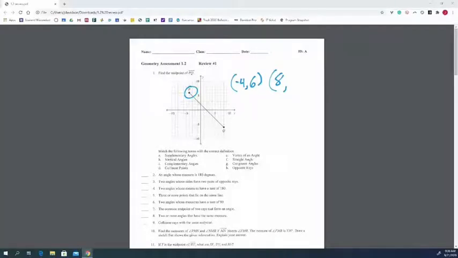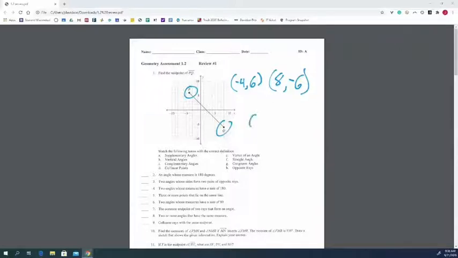All right, answer the question about number one. First, you have to figure out where P is, at -4, 6. Then you have to figure out where Q is, which is at 8, -6. So to find the midpoint, just like you're finding the middle of anything, you add it up and divide by 2.